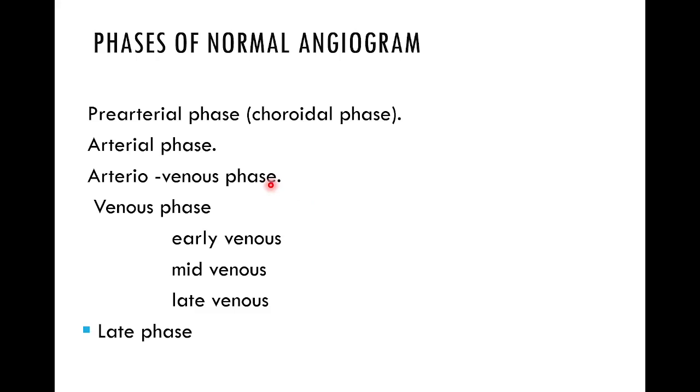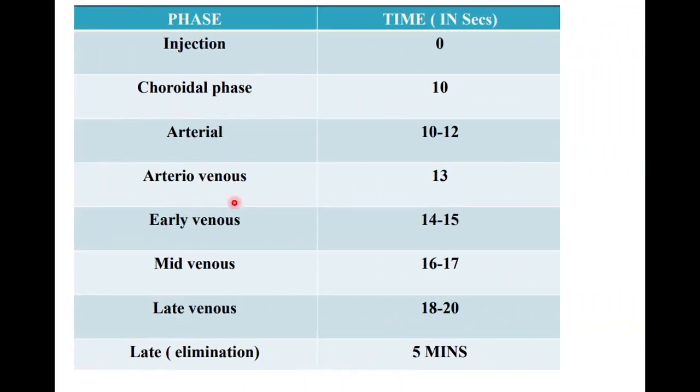What are the phases of the normal angiogram? As soon as the dye enters into the circulation, first the dye enters into the choroidal circulation, that is the choroidal phase or pre-arterial phase, and that's followed by the arterial phase, then arteriovenous phase, and the venous phase: early, mid venous, and the late venous, and that's followed by the late recirculation phase.